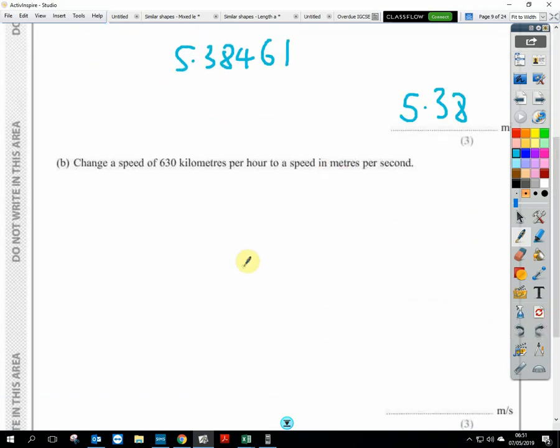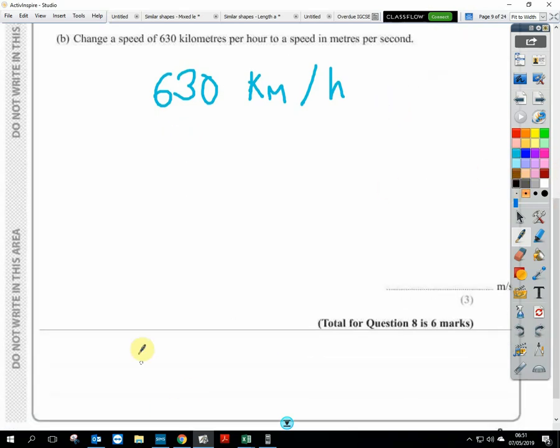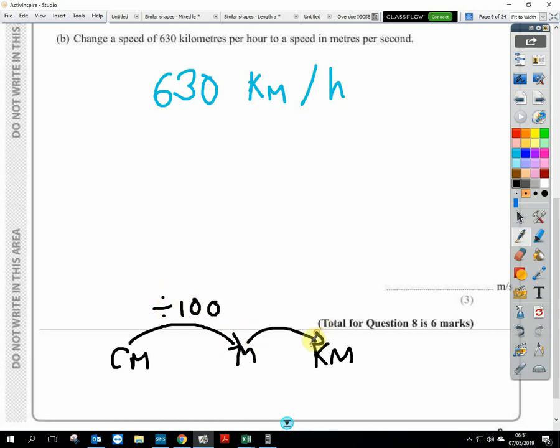Right, the next one. Change the speed of 630 kilometers per hour to speed in meters per second. Right, so we've got 630 kilometers per hour, and what we want is meters per second. So let's do this in stages. Let's draw the little flow chart for meters and centimeters, etc. There are 100 centimeters in a meter, so to change from centimeters to meters you divide by 100. There are 1000 meters in a kilometer, so to change from meters to kilometers you divide by 1000, and vice versa, you just times.